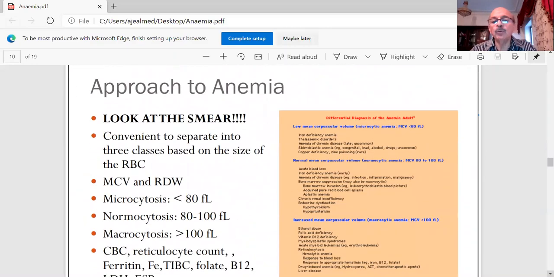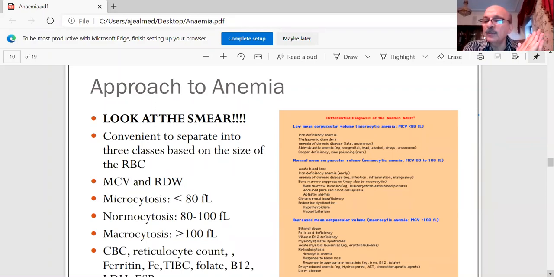How do we approach a case of anemia? Actually, there is a standard investigation in the lab called CBC. CBC means complete blood count or complete blood picture. It's the same. Here, you will see the hemoglobin, the other indices for the RBC, the white blood cell count, and the platelet count.